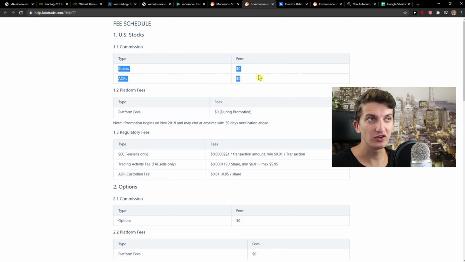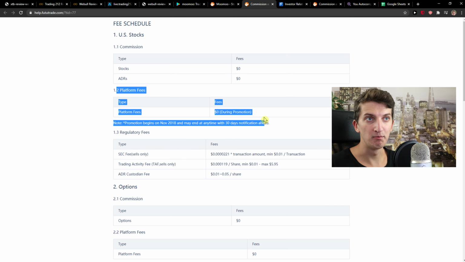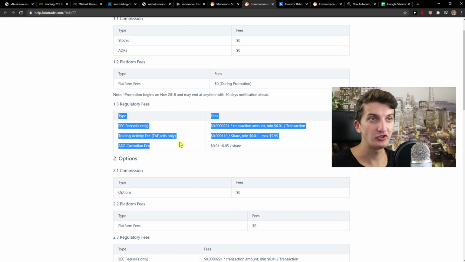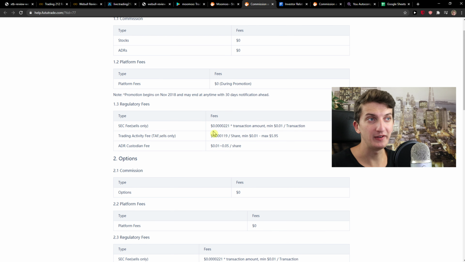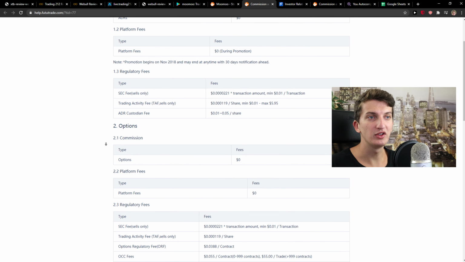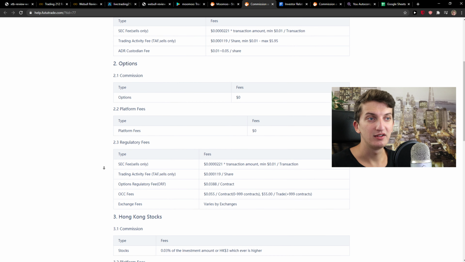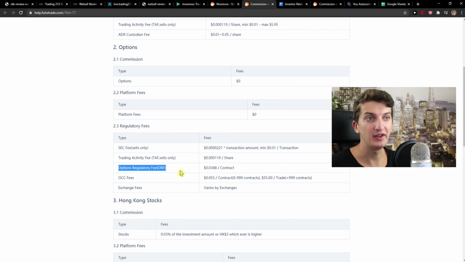Now, let's talk about the fees right here. You can see the stocks are completely free. Also the ETFs, the US stocks, but for fees, 0. You get a trading activity fee. It's like regulatory fees, 0.0000199, and there's basically nothing. Then you're going to see the commission for options is also free. The regulatory fees are right here. You can see the options regulatory fee, ORF, 0.038 per contract. So there's nothing personally, and everyone has something like this.